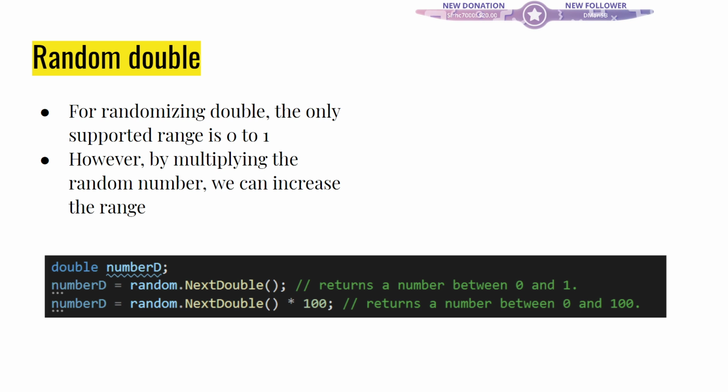Because at most, in this case, it will be 100. It'll never be 100, but it will be very close to 100, possibly. So, like this, I can generate numbers from 0 to 100 that are doubles.